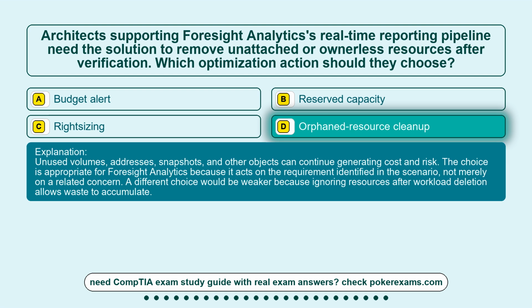Unused volumes, addresses, snapshots, and other objects can continue generating cost and risk. The choice is appropriate for Foresight Analytics because it acts on the requirement identified in the scenario, not merely on a related concern. A different choice would be weaker because ignoring resources after workload deletion allows waste to accumulate.